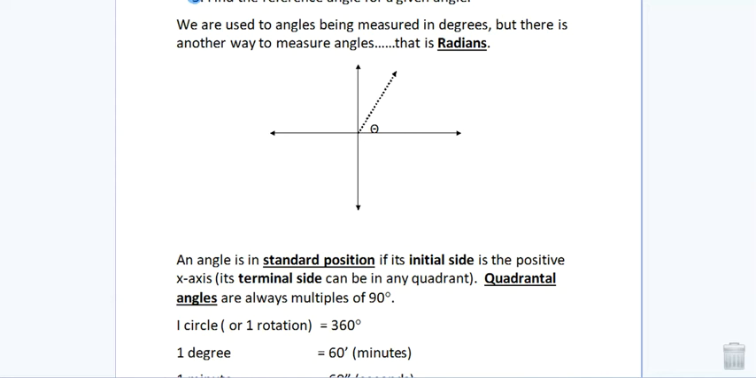A straight angle. Anybody know what you call an angle over 180? Not acute. It's obtuse the other way. It's actually called a reflexive angle. Anything over 180 is called reflexive. And 360 degrees is a full revolution. So we're used to measuring things in degrees, but there are other ways to measure angles. And that other way to measure an angle is in what? Radians.